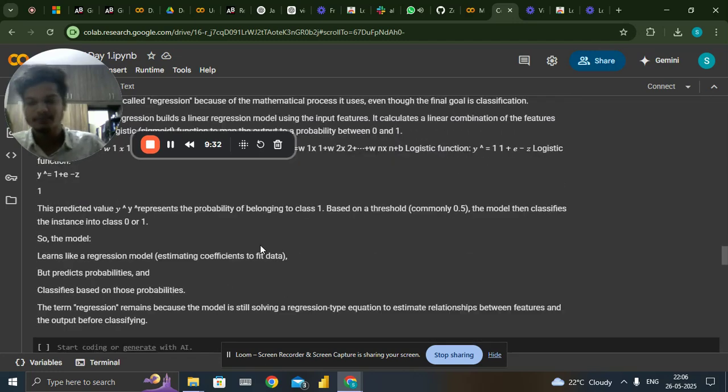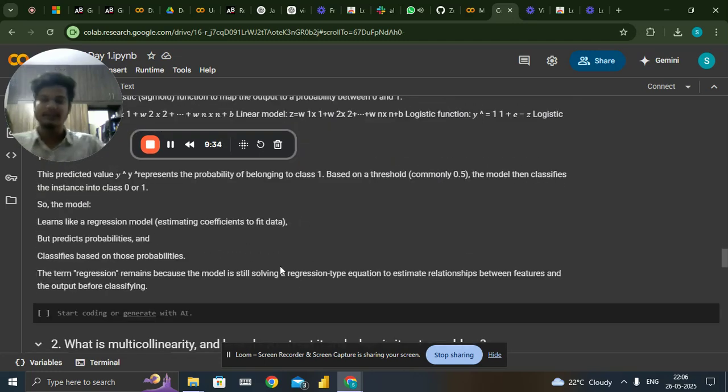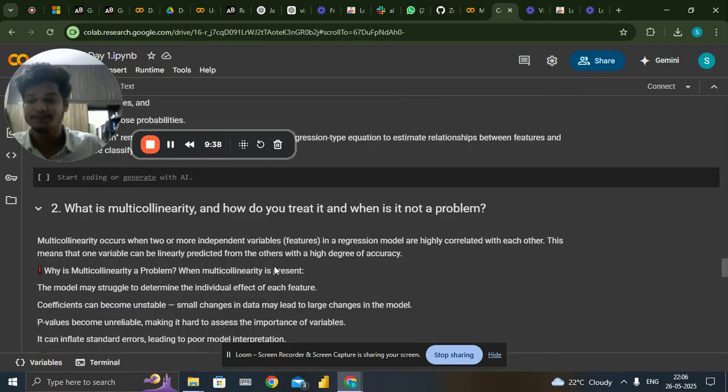This is everything about the first question. And the second question is, what is multicollinearity, how do you treat it, and when is it not a problem? First of all, what is multicollinearity?